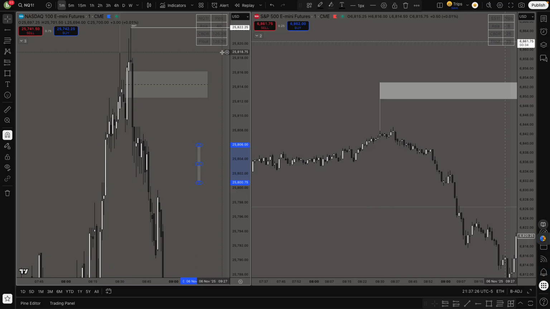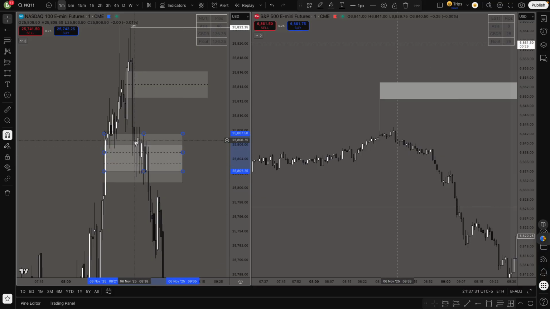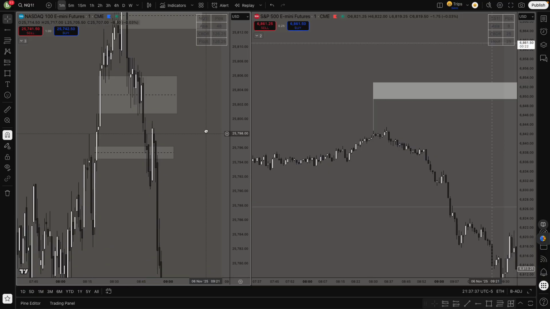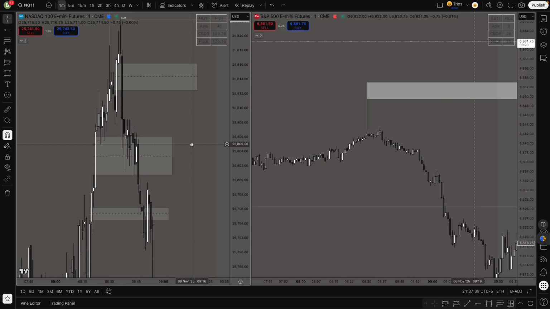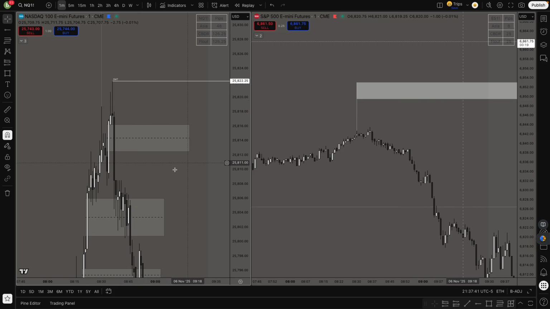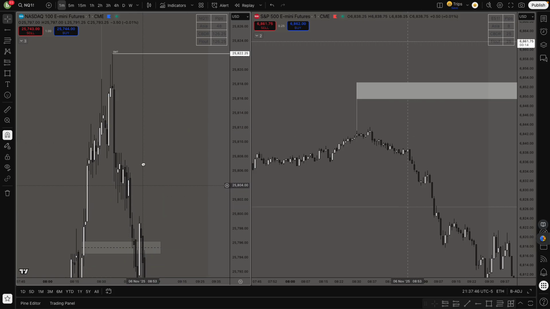Oh my God, I did not mean to do that. We have a fair value gap down here, and then we have another one, a little bit of a smaller one down here, okay? So we have all these fair value gaps. Now, you can choose when you want to enter, but I like to enter off the first presented fair value gap, inverse fair value gap, I mean.